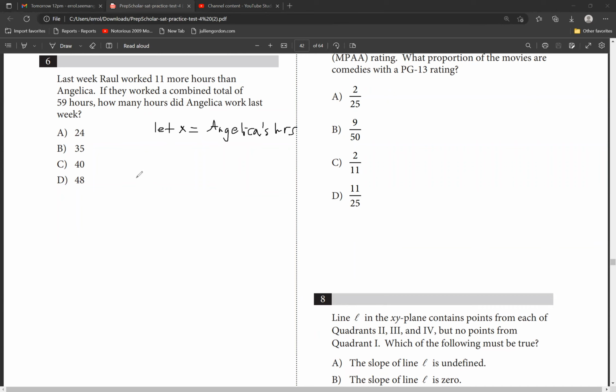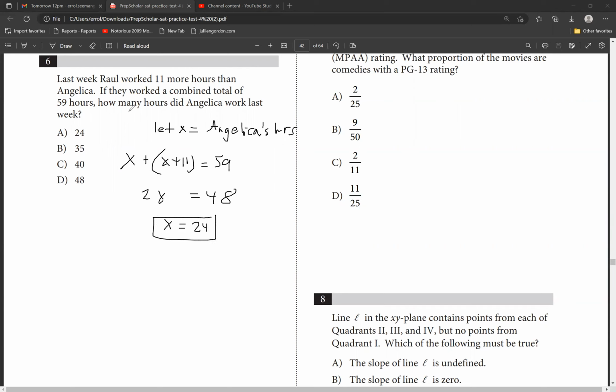So what's the algebra? X plus X plus 11 equals 59. And so what is that? 2X equals 48? No. Yeah, 2X plus 11 would equal 59. And then take your 11, subtract 11 on both sides. So X equals 24. That's Angelica's hours, though, right?